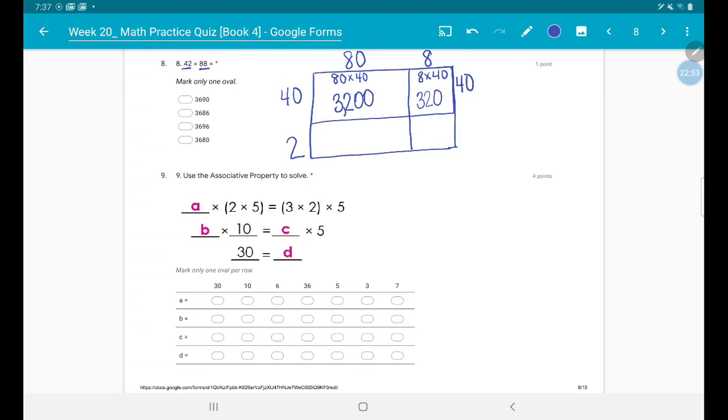Next, I'm going to find the area of this section. I'm going to do the length. The length at the top is 80. Then I know this length has to be 80 as well. So length is 80 times the width of 2. 8 times 2 is 16. And I have 1 zero.